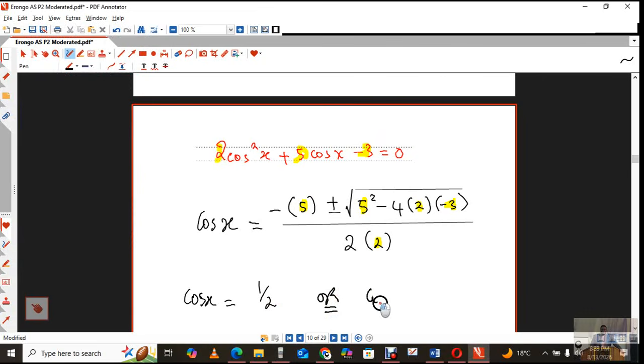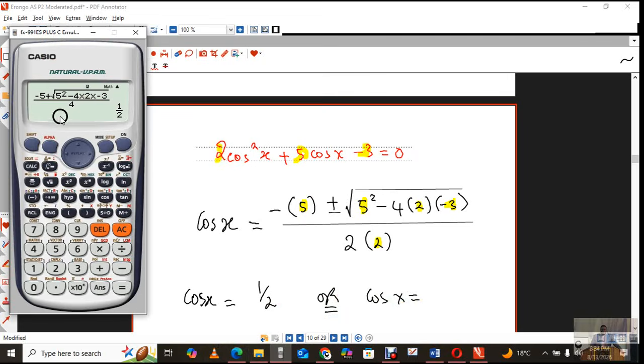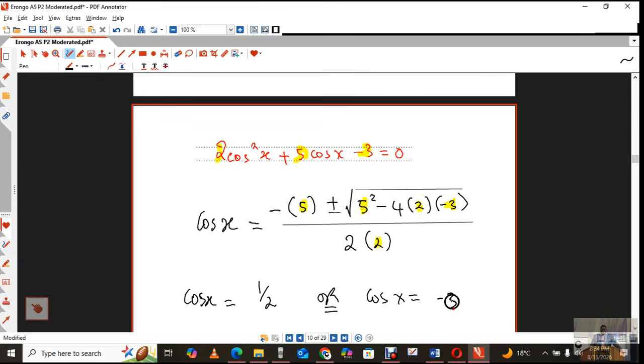Or cos of x is equal to, let's go back. I'm going to change this plus to a minus. So I'm going to go all the way back. Square root means there are two possibilities. I should give you negative 3. Can you see that? Negative 3, which is the answer that we reject, because I did explain that.